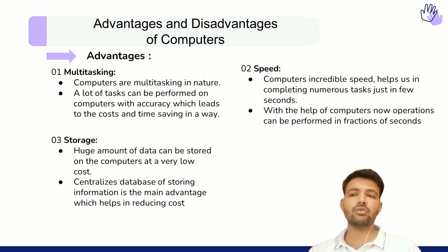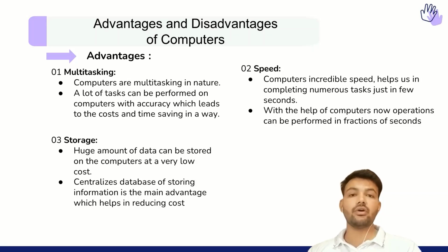Definitely, a huge amount of data can be stored onto the computers at a very low cost. एक टेराबाइट के डेटा को स्टोर करने के लिए हमारे मॉडर्न डे पीसीज आर वेरी कैपेबल ऑफ स्टोरिंग इट. But अगर एक्चुअली वी वांट टू स्टोर टेराबाइट्स ऑफ डेटा, दैट इज गोइंग टू बी वेरी कॉस्टली. सो हमारे कंप्यूटर्स दे स्टोर ह्यूज अमाउंट ऑफ डेटा एट अ वेरी लो कॉस्ट. So centralized database of storing information is the main advantage which helps in reducing cost.